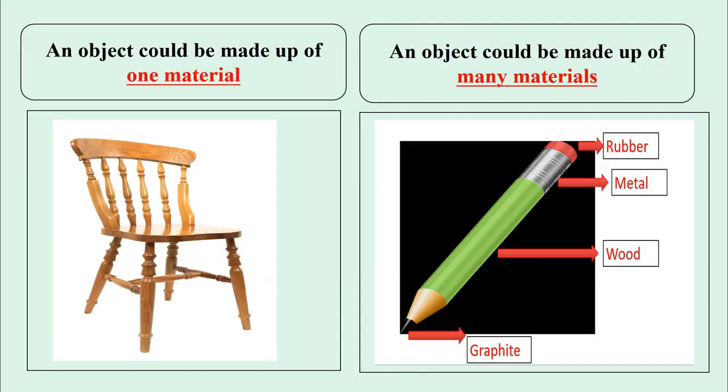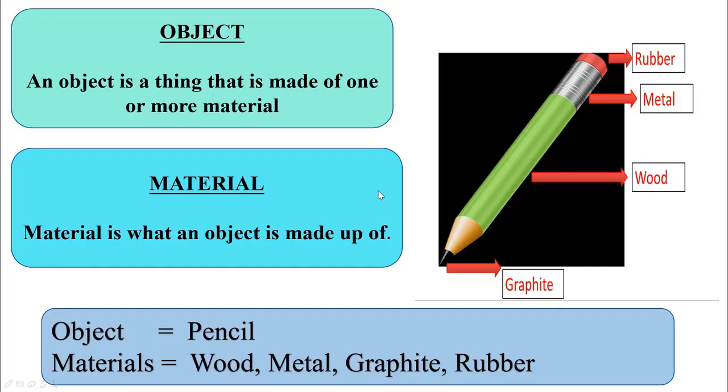I have already told you that an object could be made up of only one material or it could be made up of many materials. So let's take some examples. Here we have a wooden chair that is made up of just one material, that is wood. On the other side, we have a pencil that is made up of many materials: rubber, metal, wood, and graphite. So now I believe that you have completely understood the difference between object and materials. Here the pencil is an object, and rubber, metal, wood and graphite are the materials.